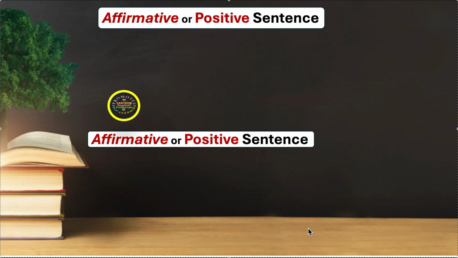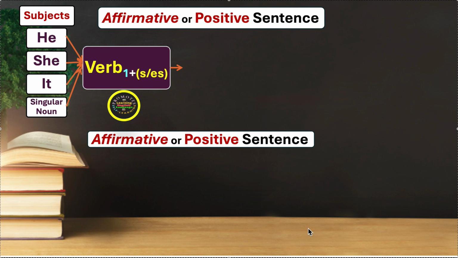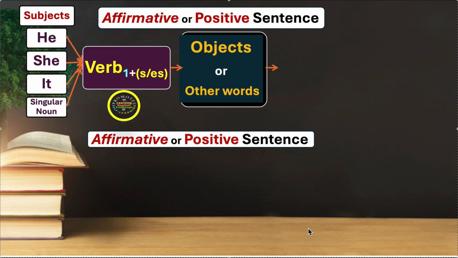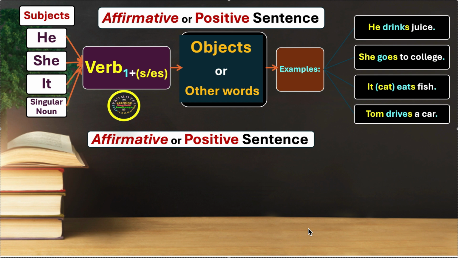The affirmative or positive form of sentence, present simple tense, is like this. If we have the subjects like he, she, it, and singular noun, we add first form of the verb, and with this we add s or es. Then we have objects or other words. For example: he drinks juice, she goes to college, it, for cat here, eats fish, and Tom drives a car.